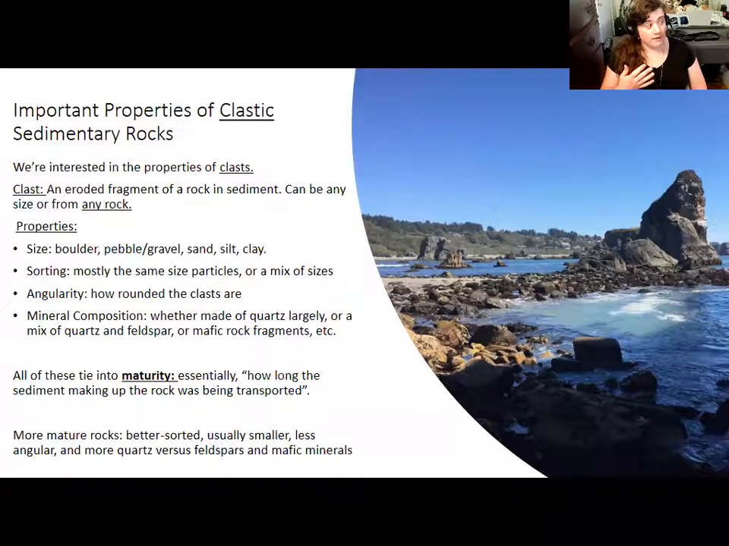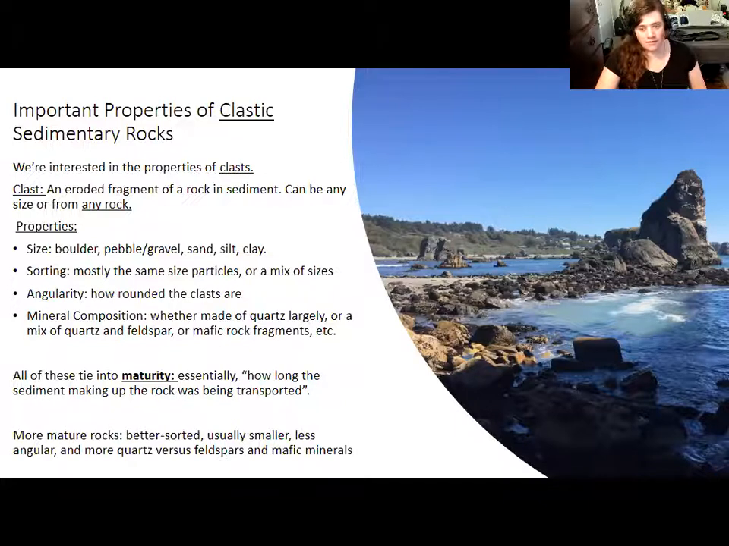It can give us a sense of how far the sediments have traveled, and it can also give us a sense of what rocks the sediments originally came from. So we have a number of methods of classifying clasts. And the first thing we often look at is the size, whether we're dealing with boulders or smaller pebbles and gravel, or sand or silt and clay.